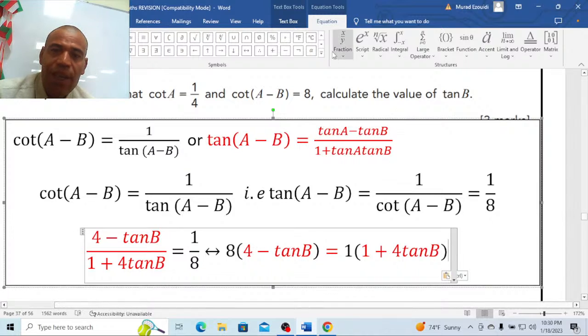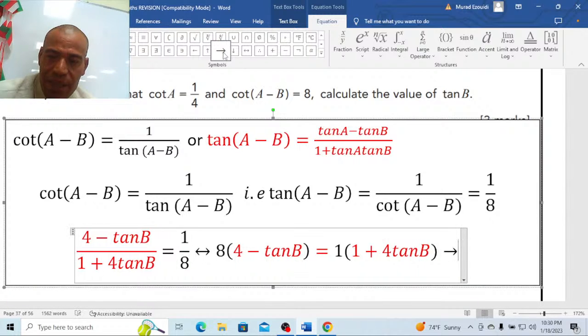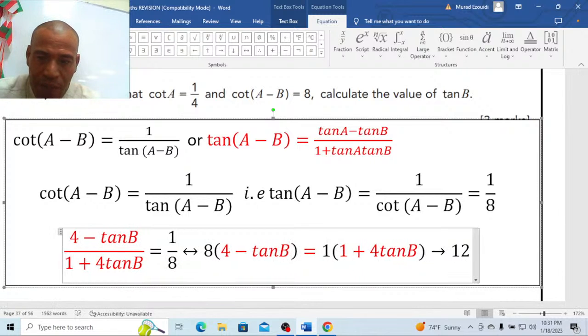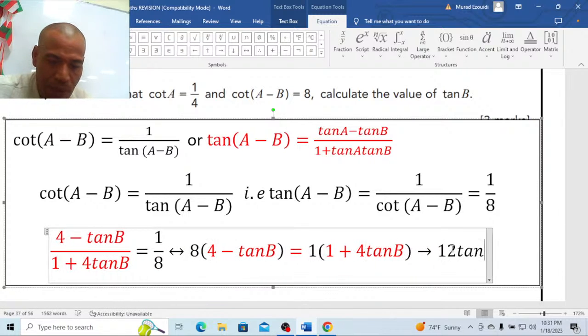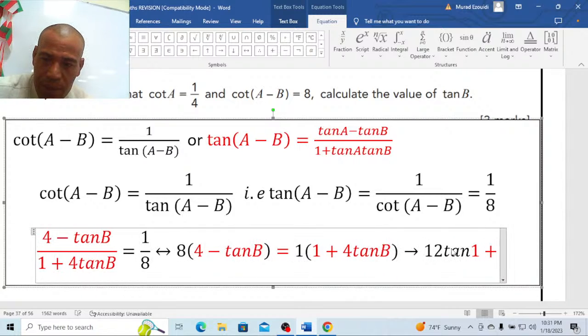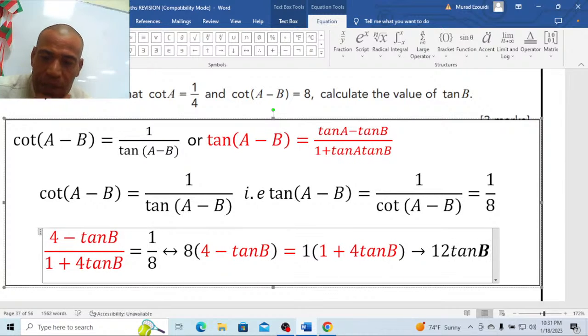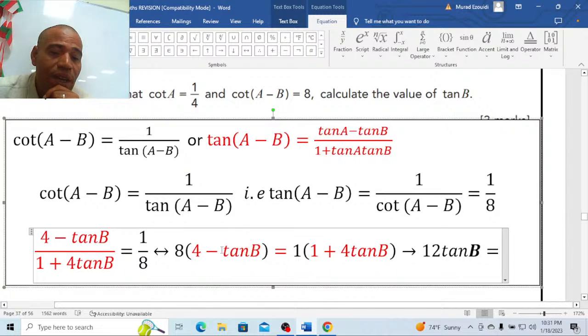Therefore, I will just try to summarize this. 8 multiplied by negative tangent B will be negative 8 tangent B. When it is transferred to the right hand side, it will be 12 tangent B. Tangent of angle B, capital B. We transfer negative tangent B to the right hand side, and 8 is multiplied by this, so you should transfer negative 8 tangent B to the right hand side, and plus 4 tangent B, it will be 12 tangent B.